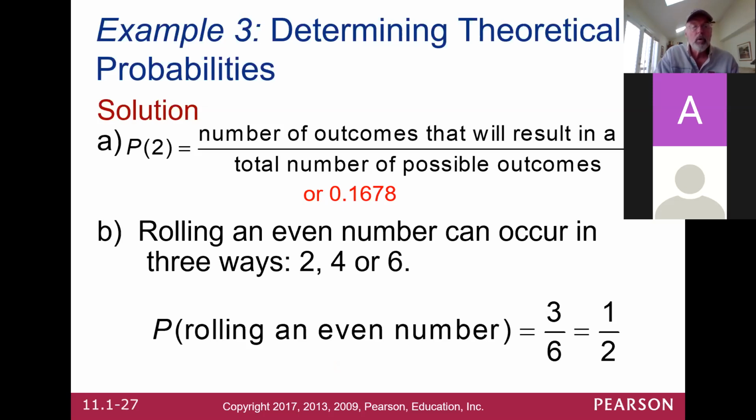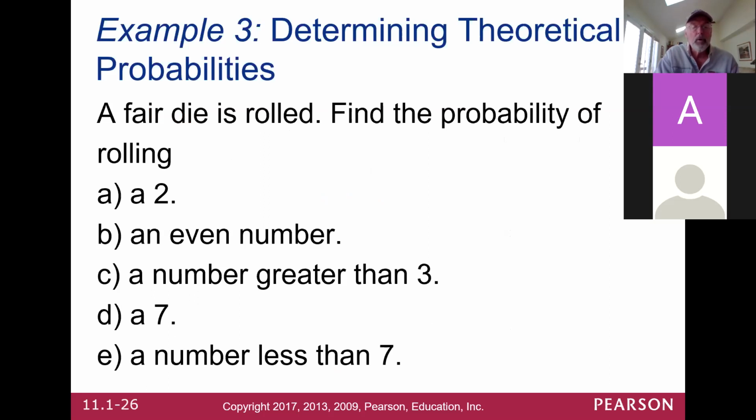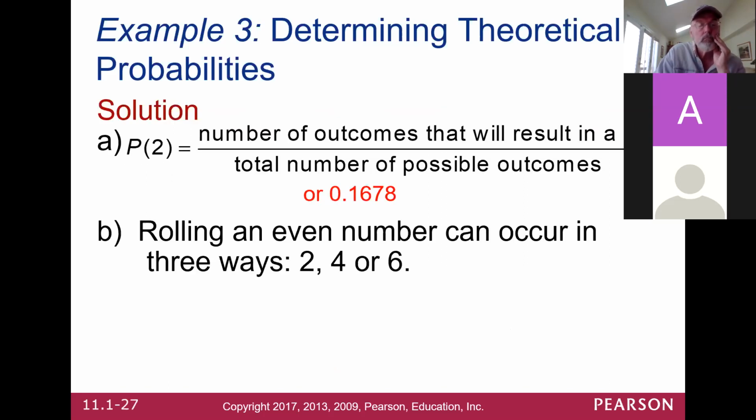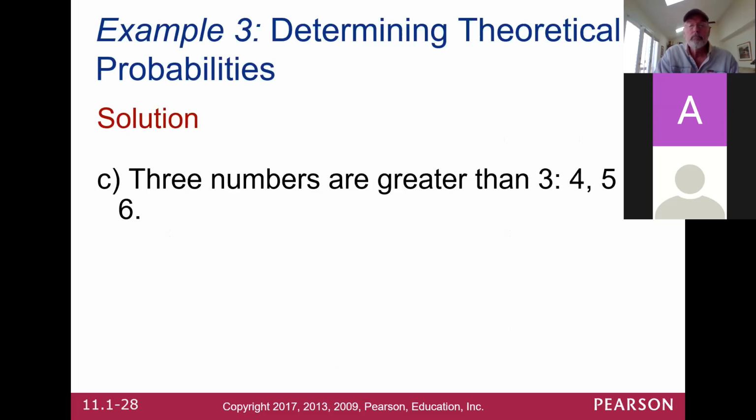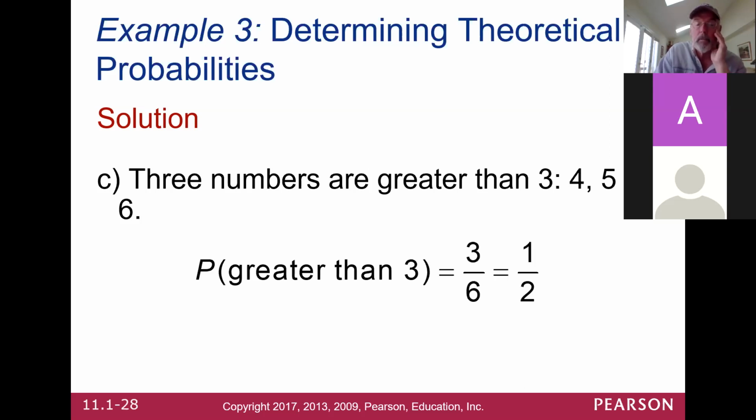All right, so what is the next one here? A number that is greater than 3. That would be 4, 5, and 6. Okay, 3 of the faces fall into that category, and that would then be 0.5 again.